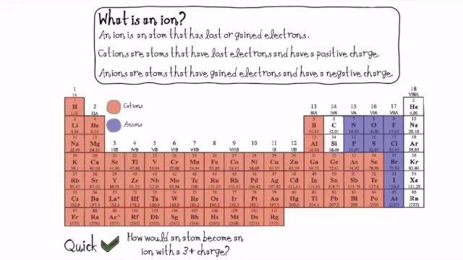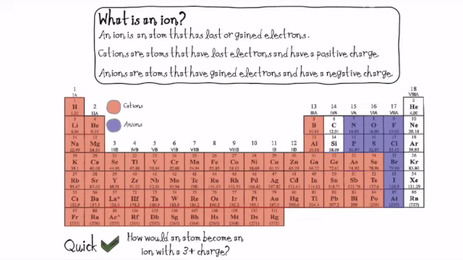What is an ion? An ion is an atom that has lost or gained electrons. Cations are atoms that have lost electrons and have a positive charge. Anions are atoms that have gained electrons and have a negative charge. Make sure you color in the periodic table with cations and anions.